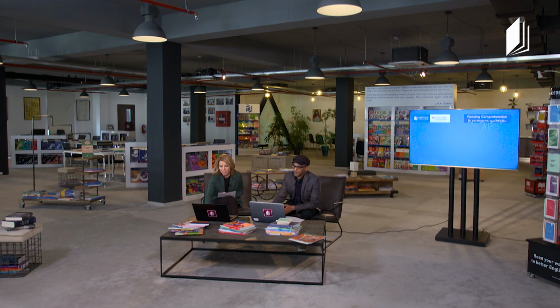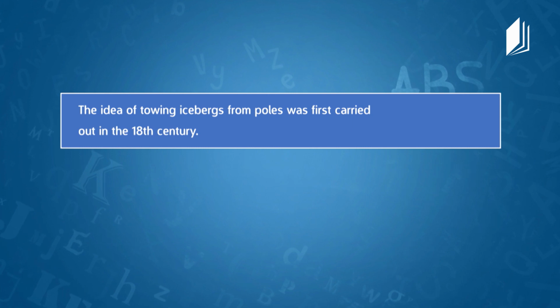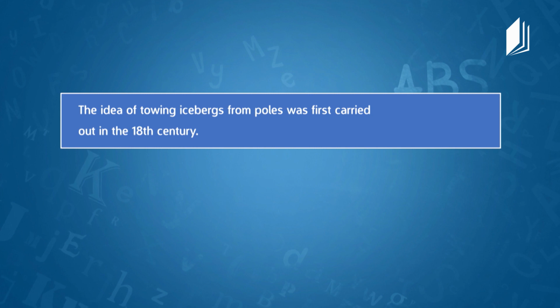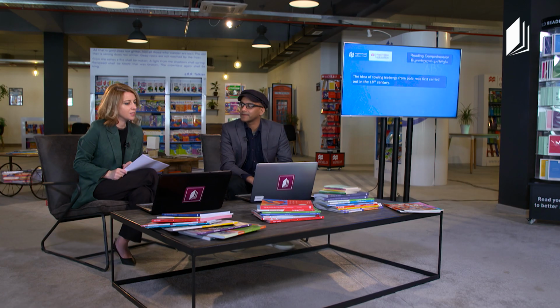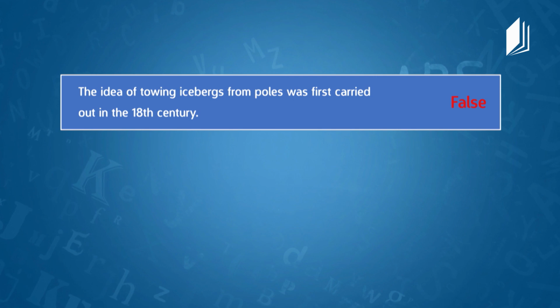Okay. The importance of reading a text carefully for our listeners. Yeah. Okay. Now let's move on to the next statement. Mr. Derill, can you read it for us? Sure, I'd love to. The idea of towing icebergs from poles was first carried out in the 18th century. Let me think. I think that this is true. Let's check. I think you are right. And I'm not right, unfortunately. It's false. Let's check why it is false.